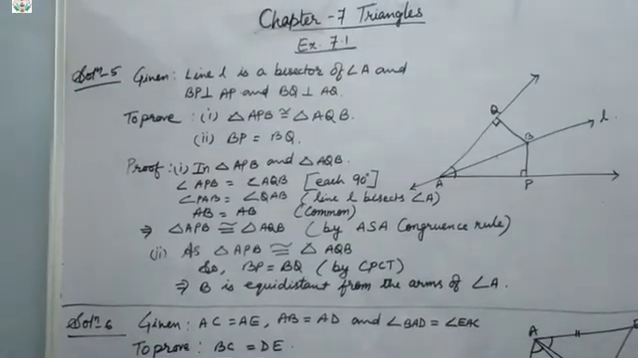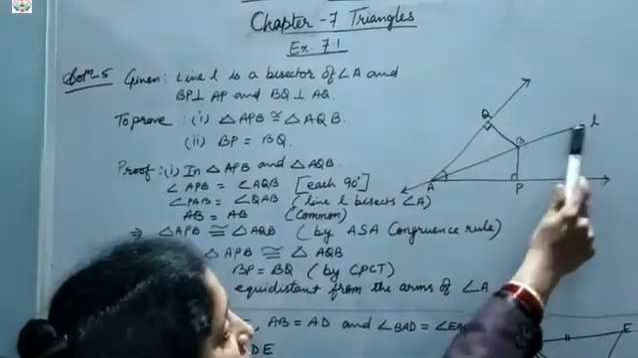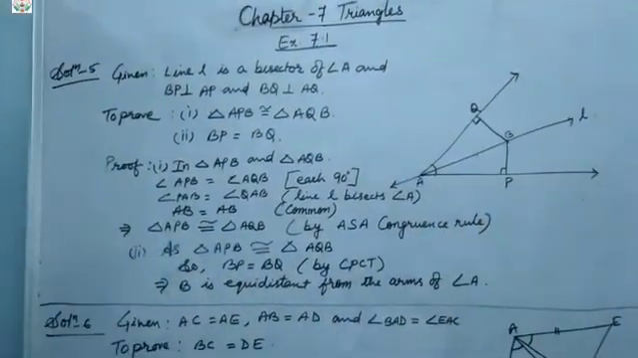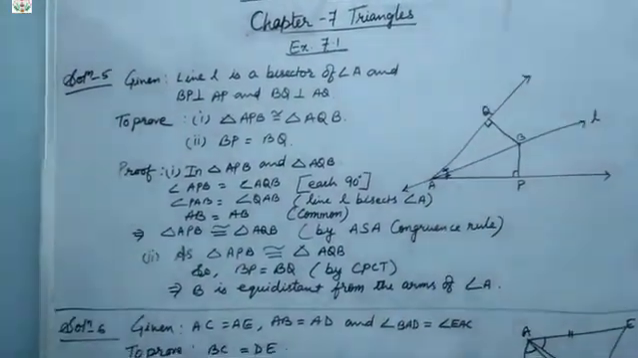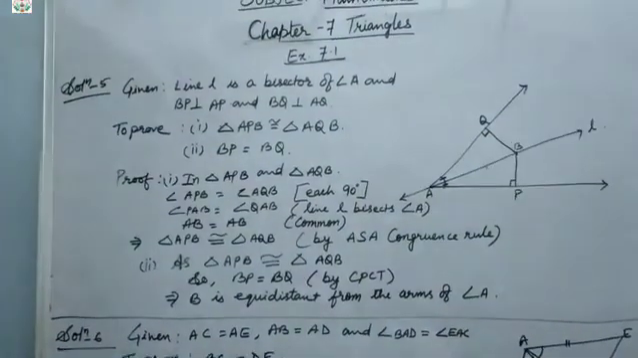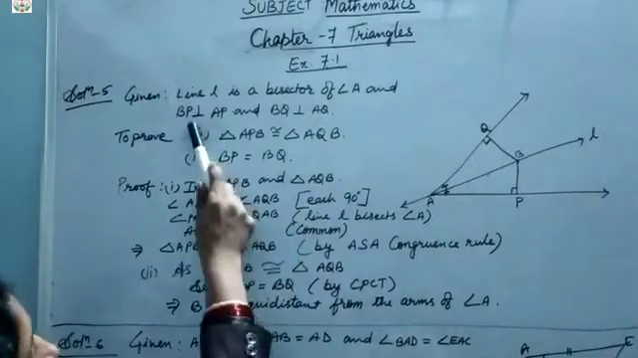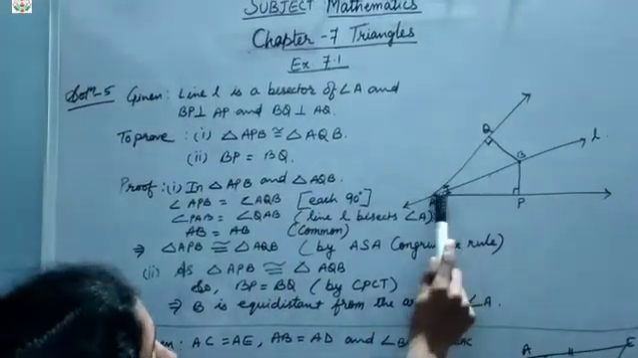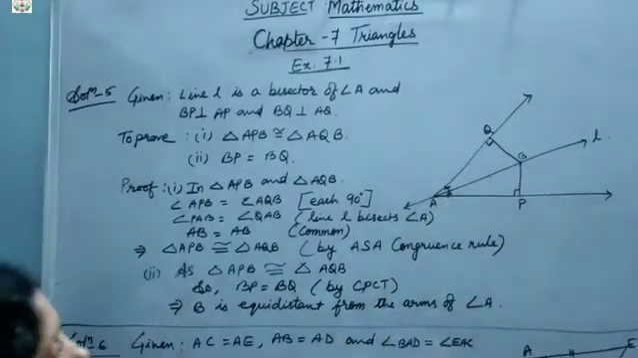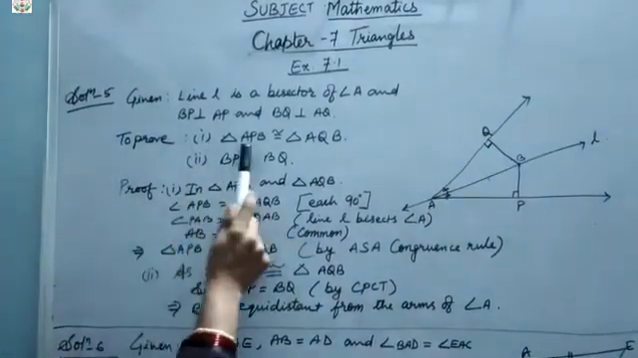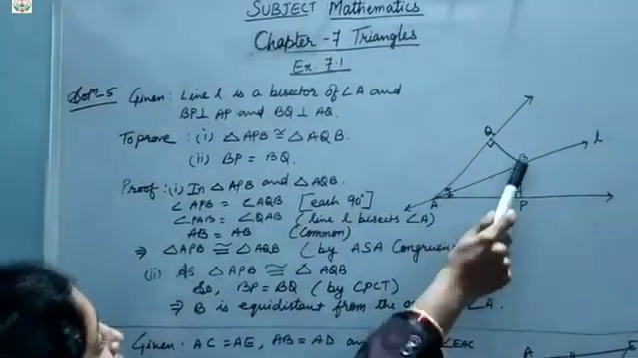Now the figure is given in the book. You all might have seen the figure is likewise. L is the line which bisects angle A. Bisects angle A means this angle is equal to this angle, meaning equal halves. Is it not? So given line L is a bisector of angle A and BP is perpendicular on AP and BQ is perpendicular on AQ. So to prove what? Triangle APB is congruent to triangle ABQ.